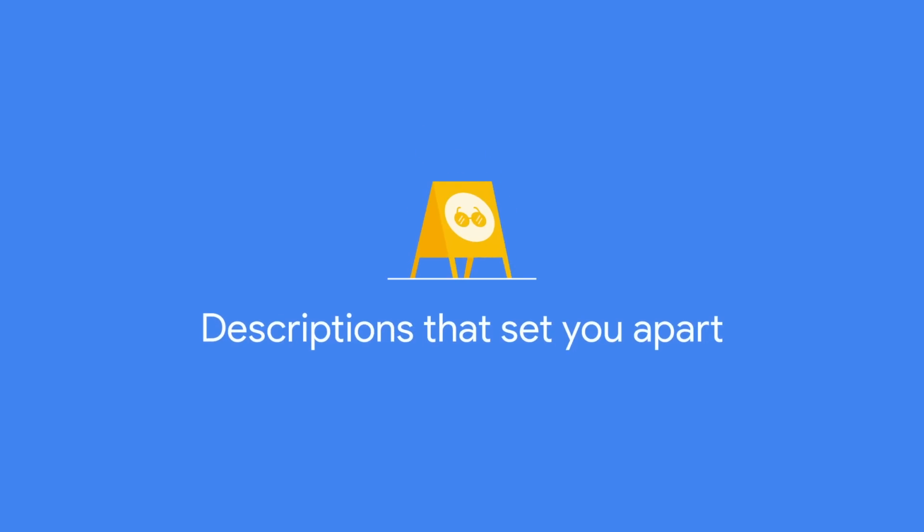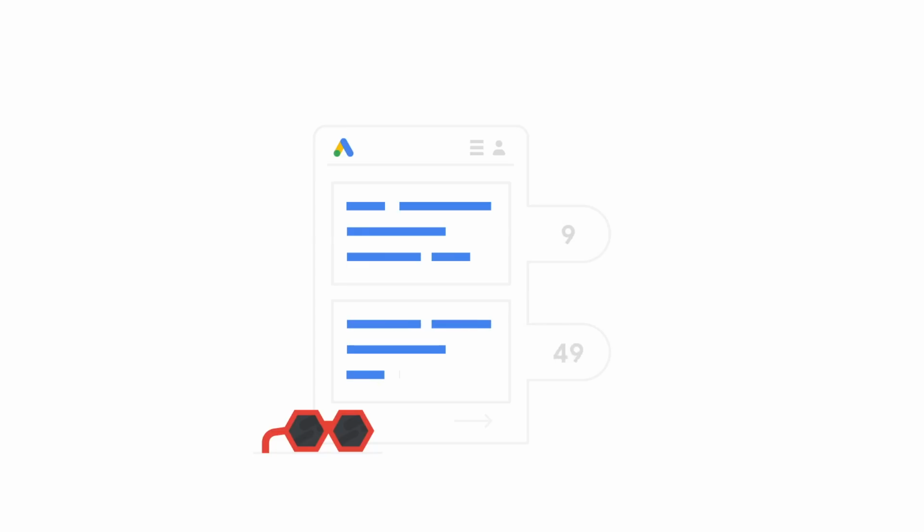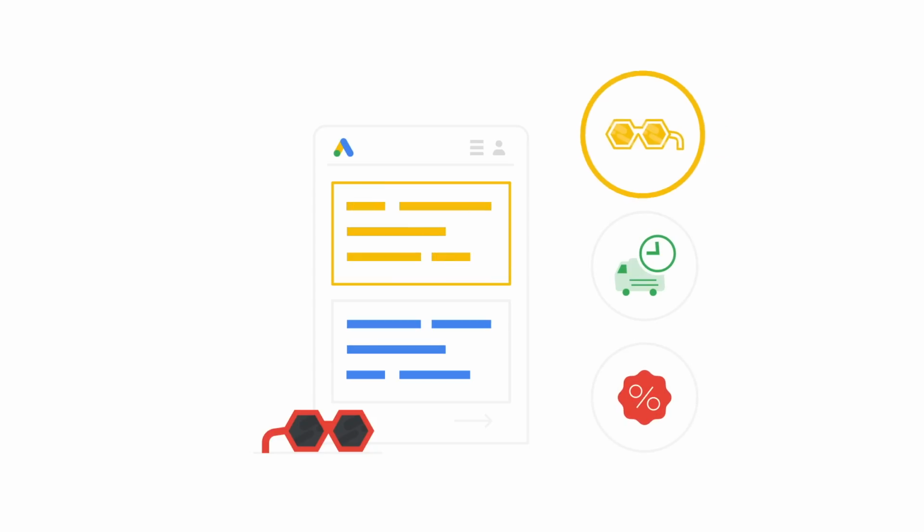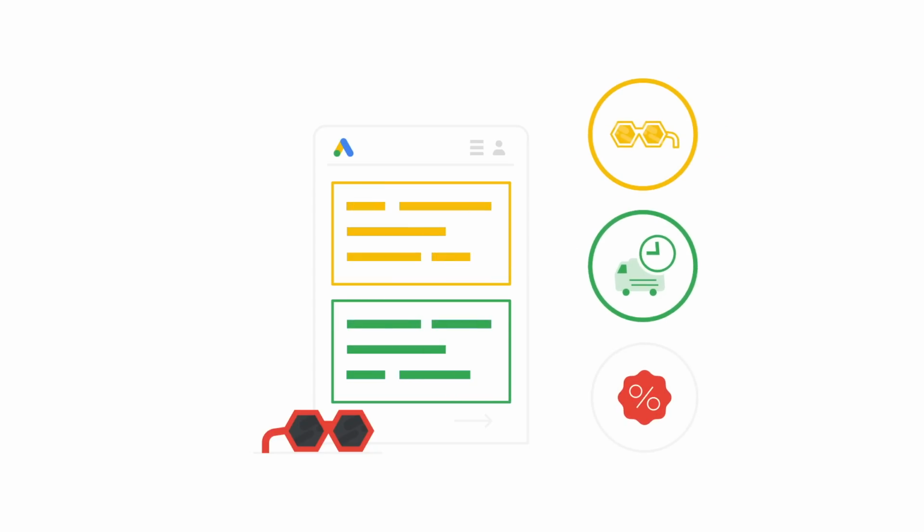Descriptions that set you apart. Next, you need to write two descriptions. You don't want to be too brief, so make the most of the available character limit. Here, it's important to highlight what sets you apart from your competition to catch the eye of potential buyers. Are your glasses handmade? Do you offer free shipping? Or do you have a promotion to highlight?